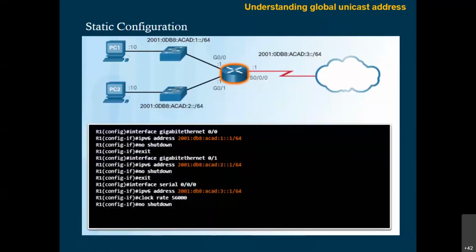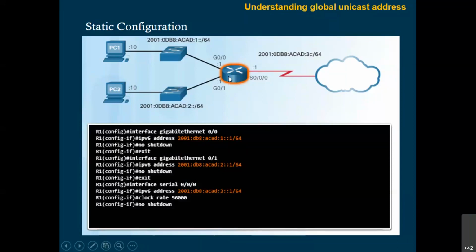So how do you configure? IPv6 addresses can be configured statically, where you assign each interface, each device, with an IP address, or you can assign it dynamically. This is an example of assigning an IP address with static configuration.